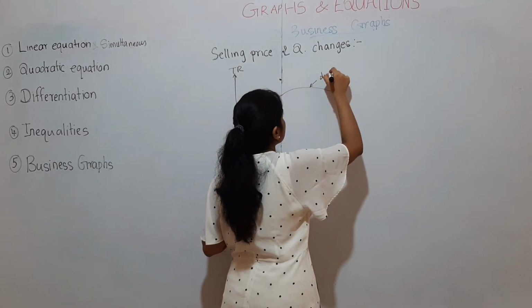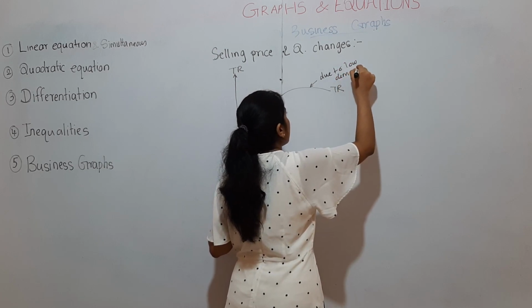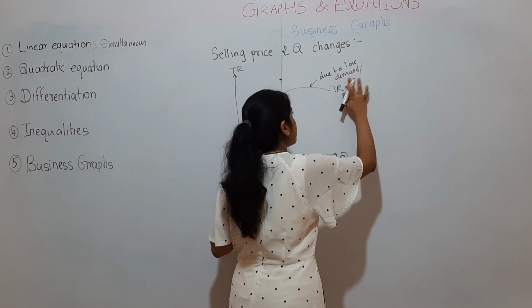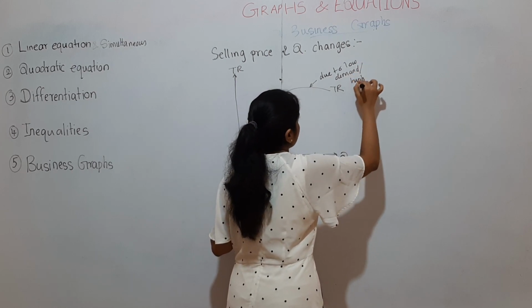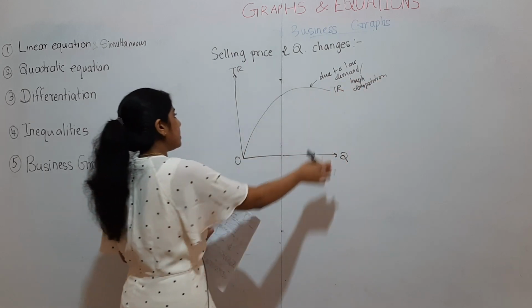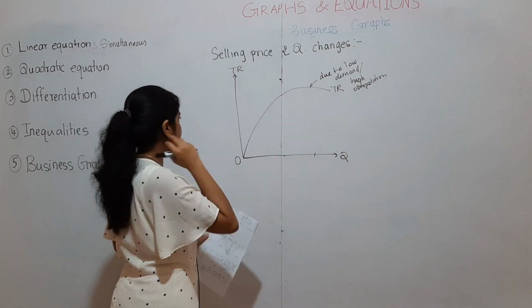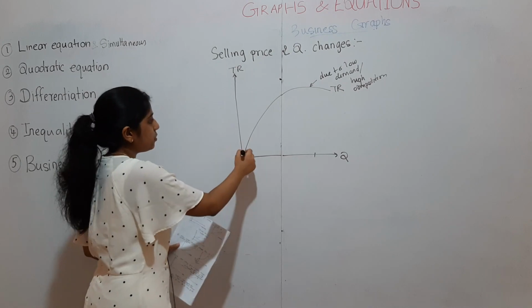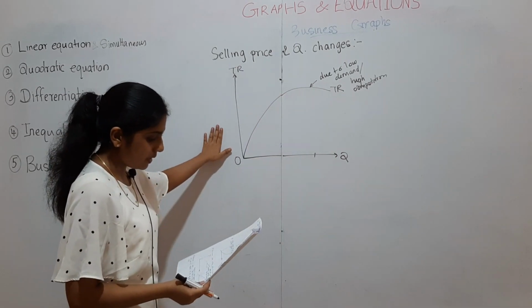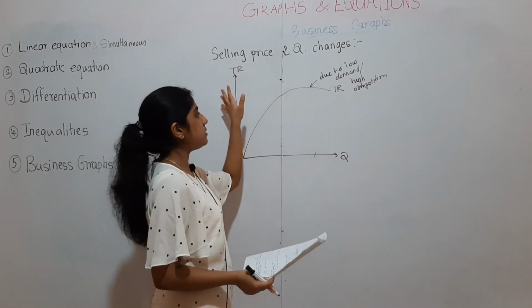So this is due to high competition, I would say. Because the competition is increasing, your sales is reducing. Or else it can be like this, but very rare. Okay, it will be increasing to some point and then decreasing. This is how the total revenue will be when your selling price and your quantity both are changing.